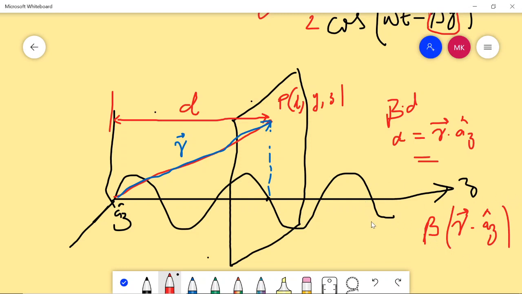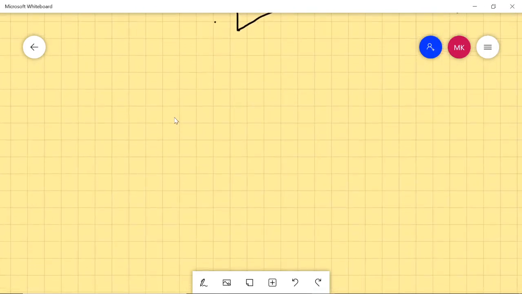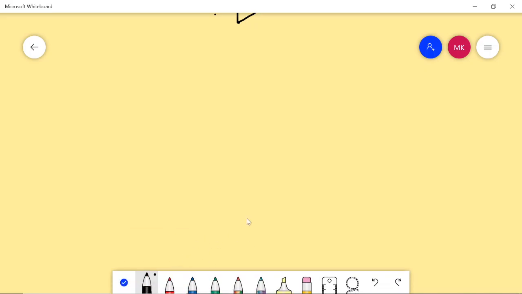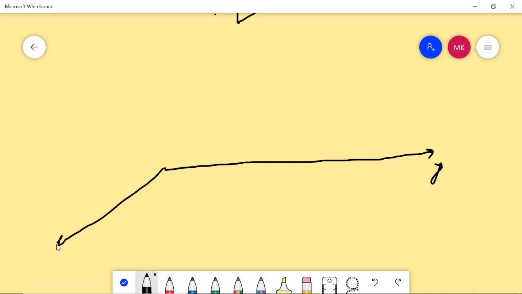Now this is a case when the wave is propagating in the Z direction. Now if the wave is propagating in a general direction, a similar analysis you can do to find the total phase. So let me consider now the general direction. So for example, let this be the X axis, this is the Y axis, and now this will be the Z axis.